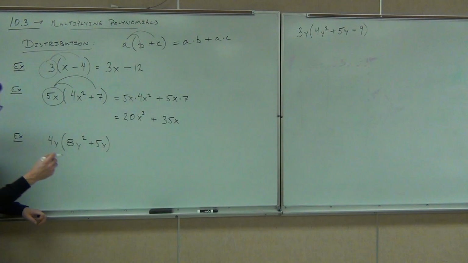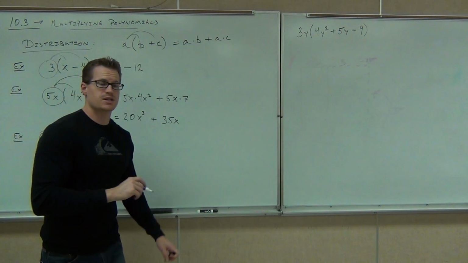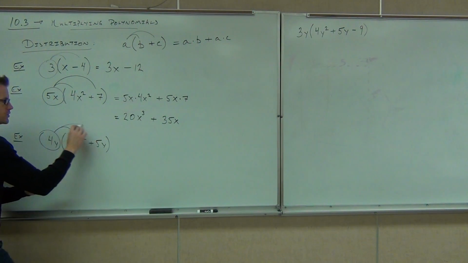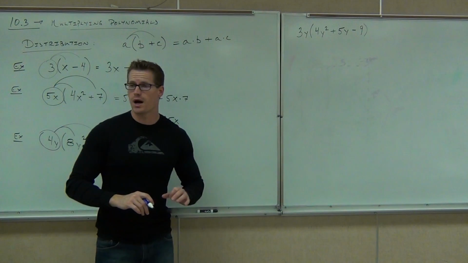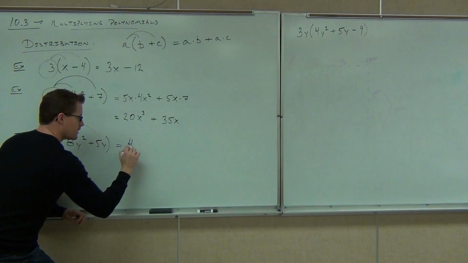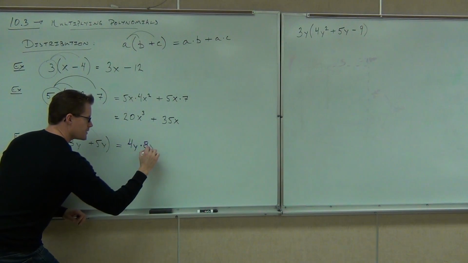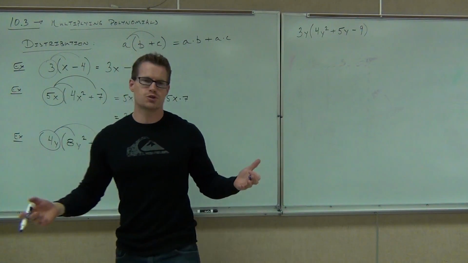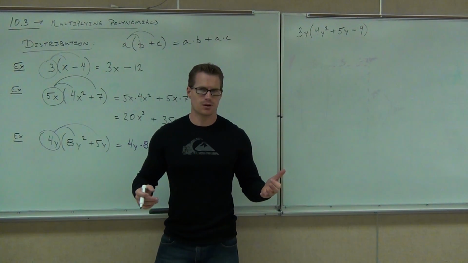First thing I want to see on your paper is circling that term outside those parentheses. I want you to see those arrows distributing it. So we know 2 terms are going to get multiplied by the 4y. So the first term that we're going to have after we distribute is 4y times 8y squared. For right now, I want you to write that out.